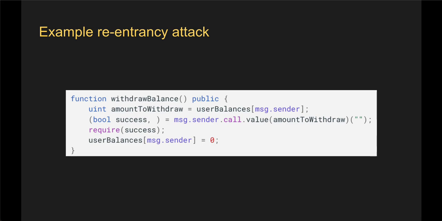can act upon receiving Ether. Meaning, whenever I send Ether to a smart contract, that smart contract will run its fallback function and will execute some logic.